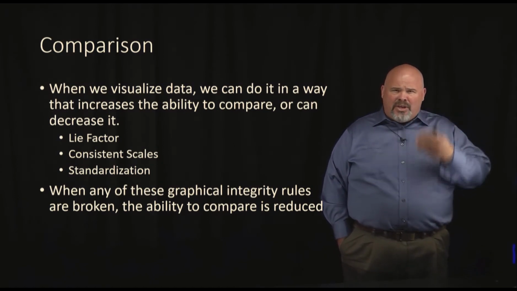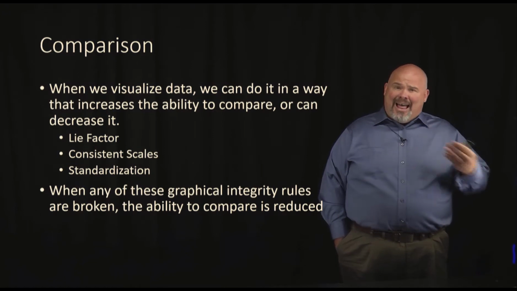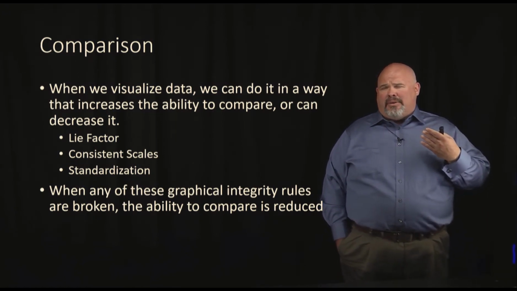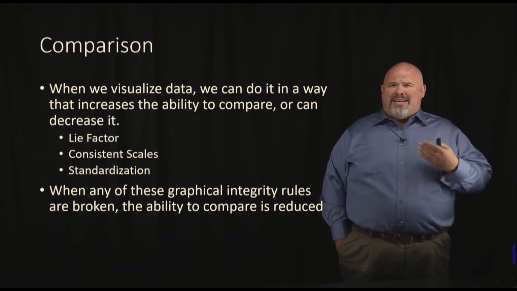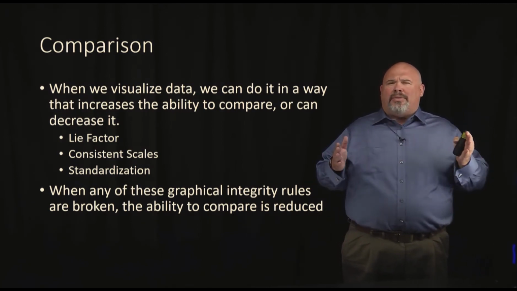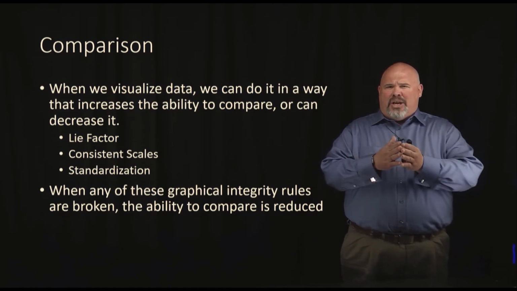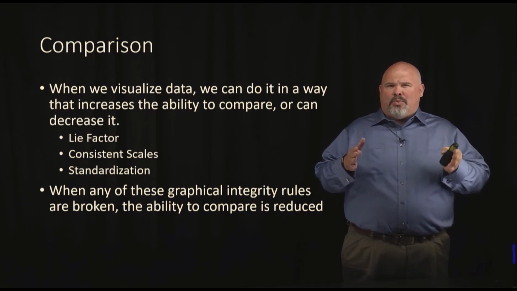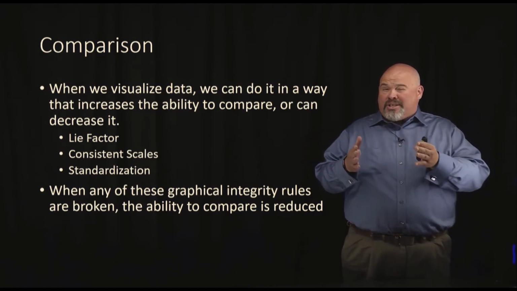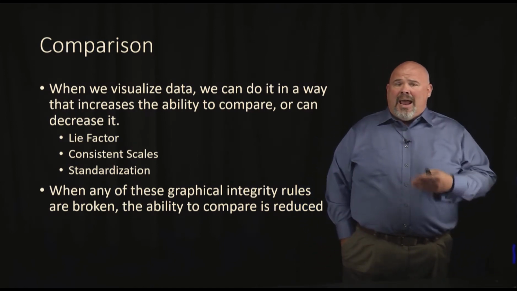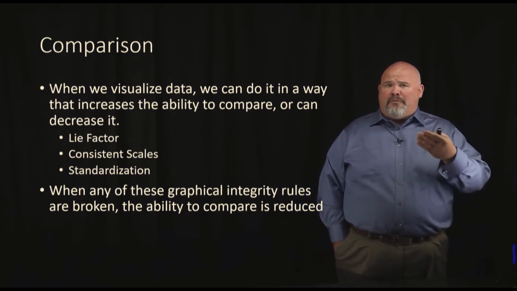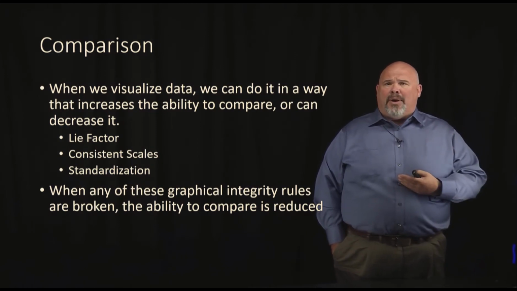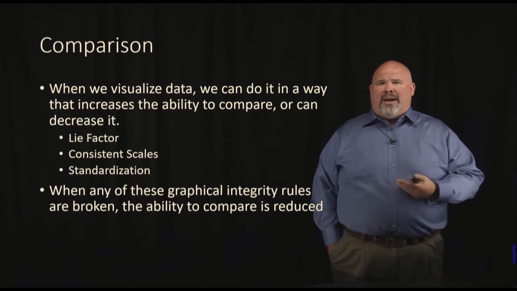So when we visualize data, we can lie. We can modify things to change the impact of the data. We can not represent the actual data effect. We can change things so we overstate or understate the effect in the data. And that is the lie factor. And we learned before that consistent scales and standardization are 2 other rules that help us to reduce lie factor.